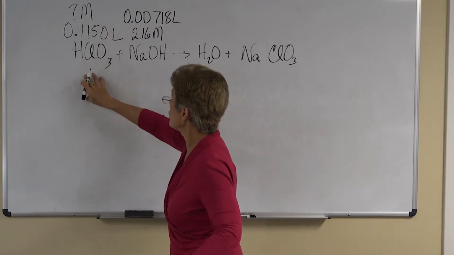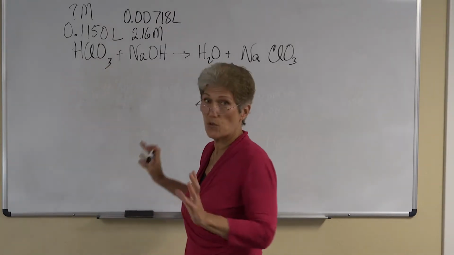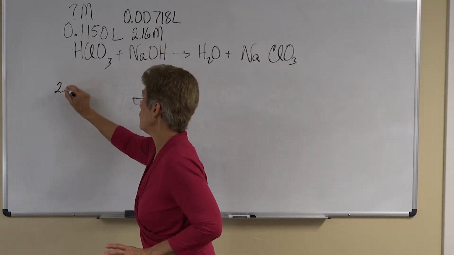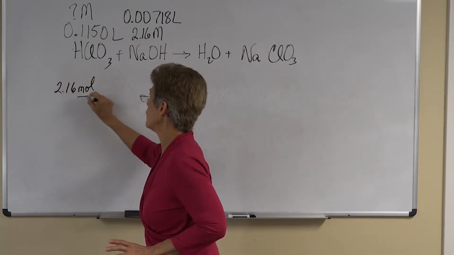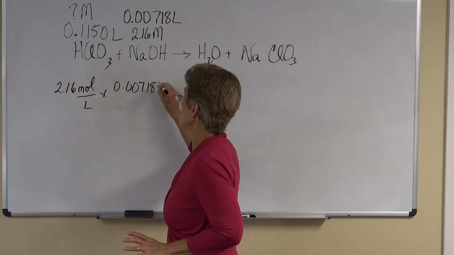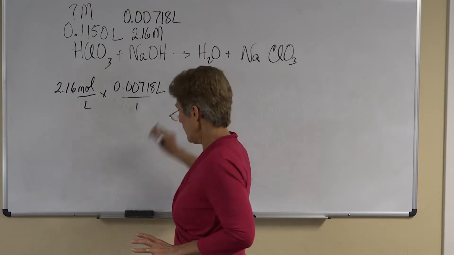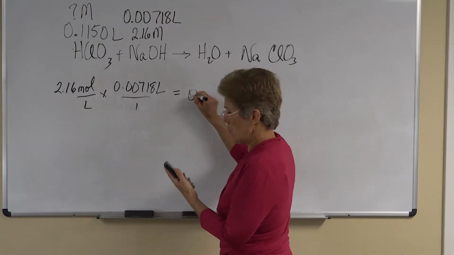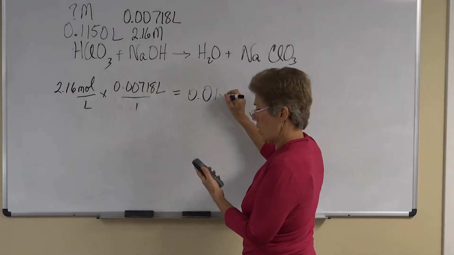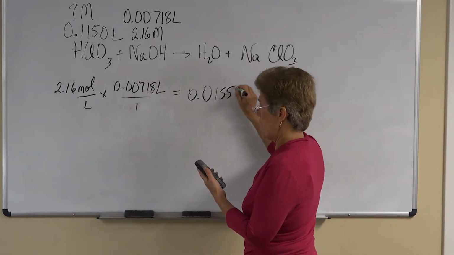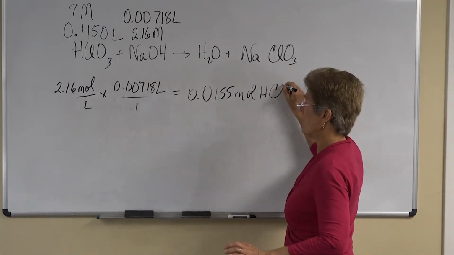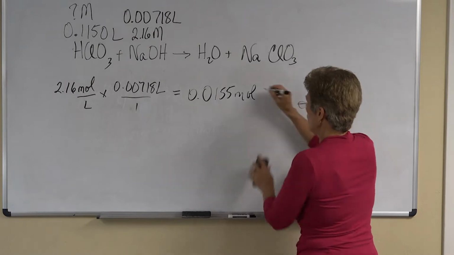So we're going to start here, we're going to drive here. Thank God it's a 1-to-1 relationship, so the mole bridge will be easy. So the moles are hidden in the molarity, so I'm going to go 2.16 moles per liter times 0.00718 liters, and that will leave me with moles, 3 significant figures, 0.0155 moles, and this is of the sodium hydroxide, isn't it?